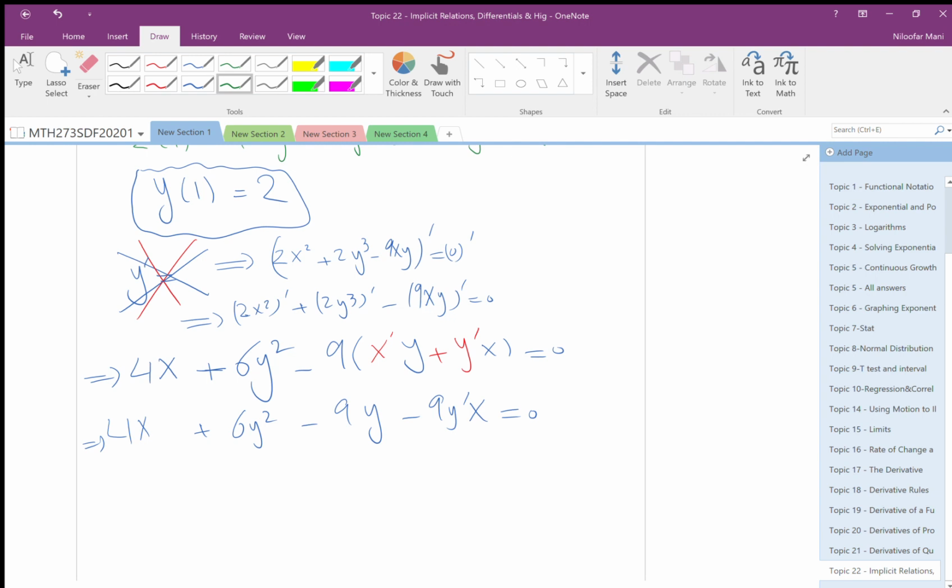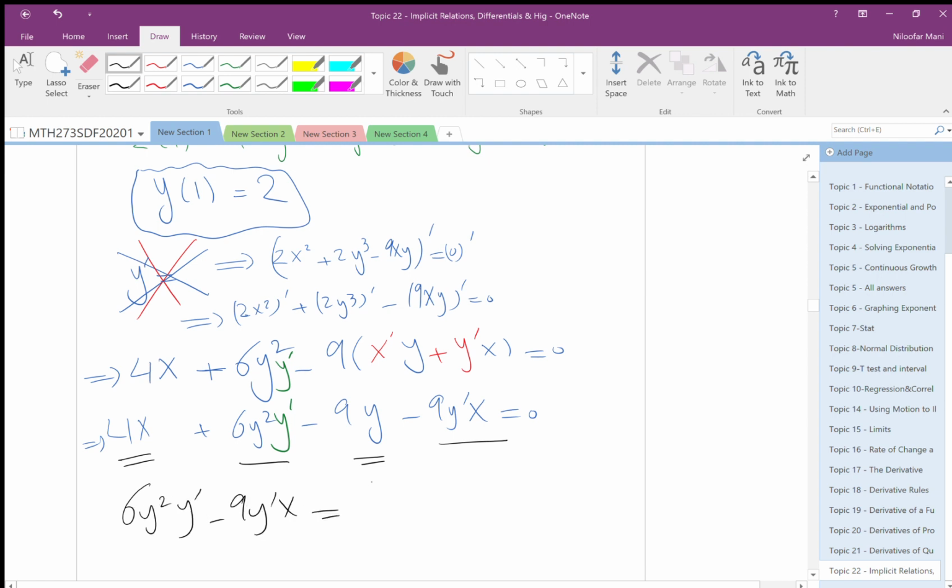That's why I forgot. Remember, I told you, when you have y, you have to ensure to have y prime. So 6y squared y prime. This is what I made a mistake. So now I have to solve for y prime. This and this one side, this and this the other side. So I have 6y squared y prime minus 9y prime x equal 9y minus 4x.